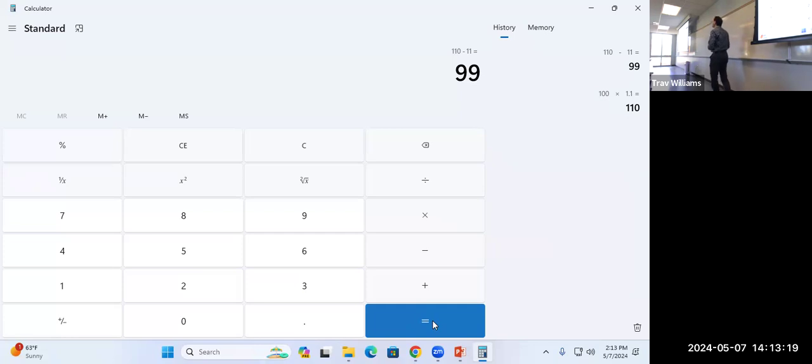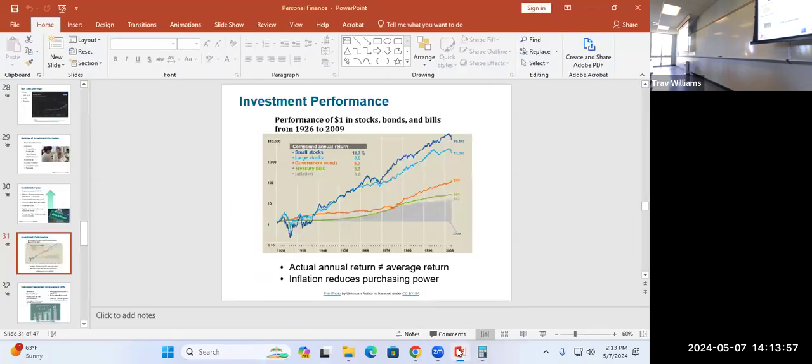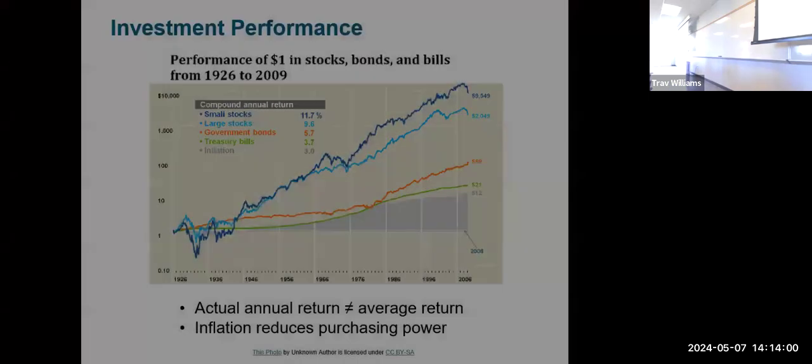Here's another example. Let's say you had $100 and it dropped 50%. Now you're down to $50. Now you have to double your money just to get back to where you were. Now you need 100% growth just to get back to where you started. So you went down 50%, but you need 100% to get back where you were. So keep that in mind. Your average return is not the same as your actual return.